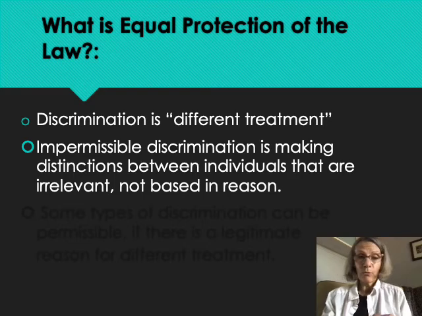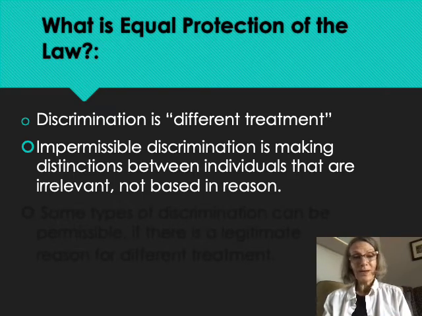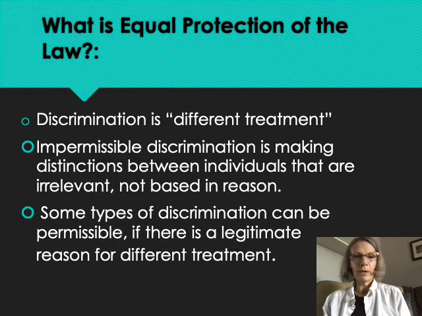The thing is that some types of discrimination, different treatment, is making distinctions between individuals that are irrelevant, not based on reason. Sort of like the example we used on the last slide, where we were saying treating criminals convicted, same scenario, same circumstances around the crime. The only difference is the race or their gender, right? That would be seen as different treatment, but it would be considered impermissible different treatment, and therefore unconstitutional or illegal.